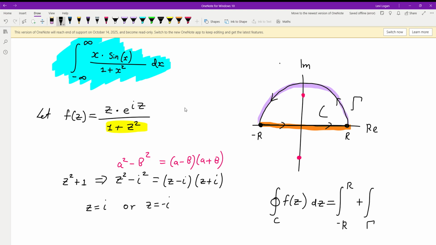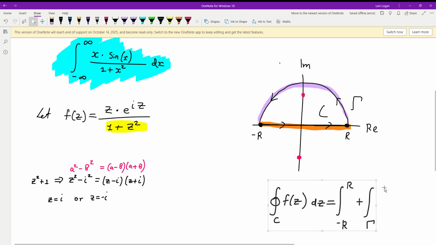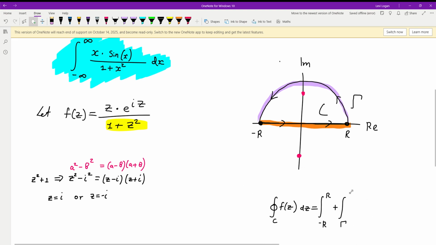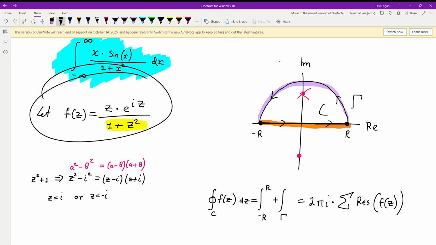Now, if we have a pole inside our contour, this is equal to 2 pi times the sum of the residues. A residue is basically a certain value when you have a certain pole. So we're going to count this one as one of our residues here. So this is equal to 2 pi i times the sum of the residues of f of z, that being our function here. So we have a residue at z equals i.